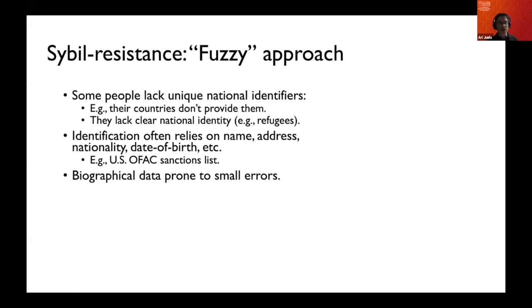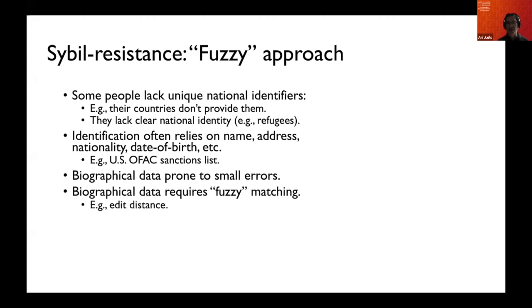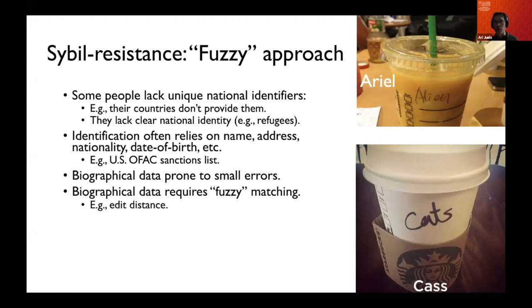Now, biographical data are prone to small errors, things like typographical errors or transliteration inconsistencies. The name is transliterated from one language to another. It can happen in different ways. So to work with biographical data, we need a technique for fuzzy matching, something like edit distance. Here are a couple of examples, Starbucks cups. So you see the name Cass has been rendered as Cats. There's an edit distance of 1 between the real name and the corrupted name here. But the two would match in a fuzzy way.